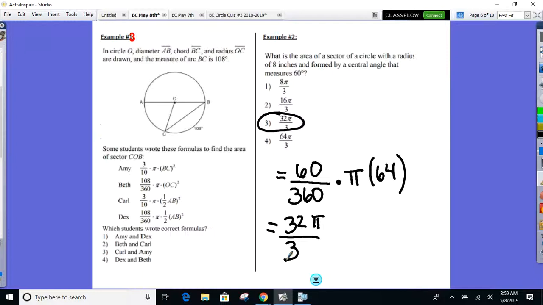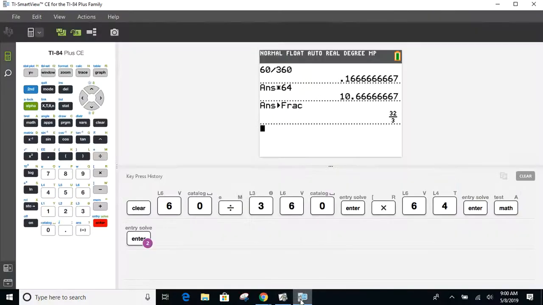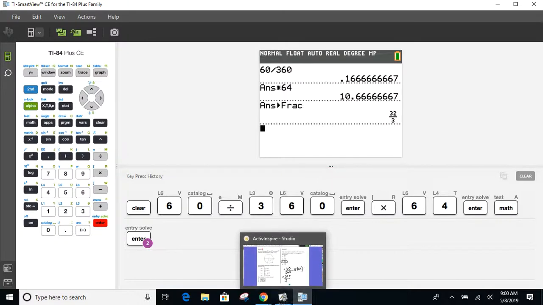You got the decimal? So hit your math button on the left-hand side, and then the first option should be change it to a fraction. So you got 10.666, and it won't change it back? Really? Okay, try this instead then.